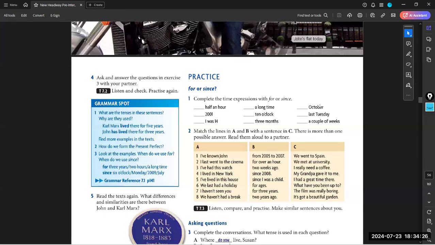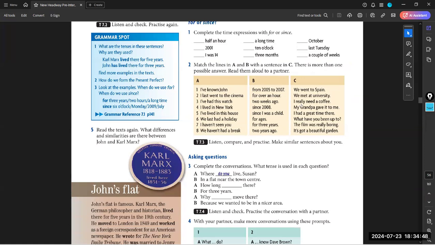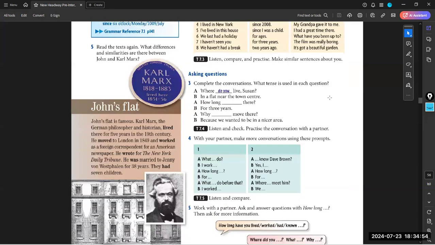Okay, guys, so this is the second class about level 4, and I think we have reached this page. We have solved the usage of since and for, and I told you guys, if you remember the exact time, you have to use since, but if you don't remember or if you don't mention the exact time, you have to use for. We have done this exercise about matching A with B and with C. Now I think it's the time to solve exercise number 3.